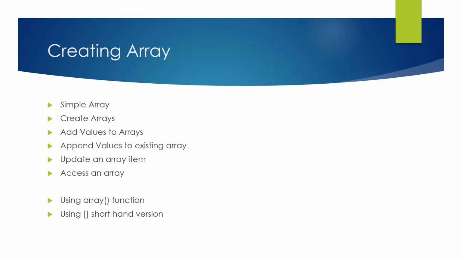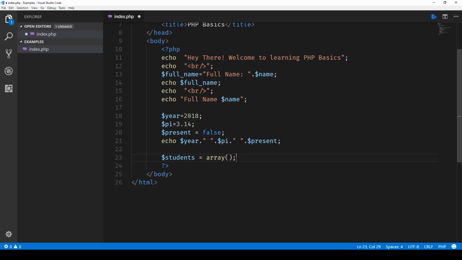So let's go ahead and take a look at how we can create a simple array in PHP. In order to create an empty array, all you need to do is write the variable name. For instance, I'm saying students, and then array is saying that this variable is of type array. This way we can declare an empty array, or the shorthand version for the same would be students equal square brackets. So this is going to declare an empty array.